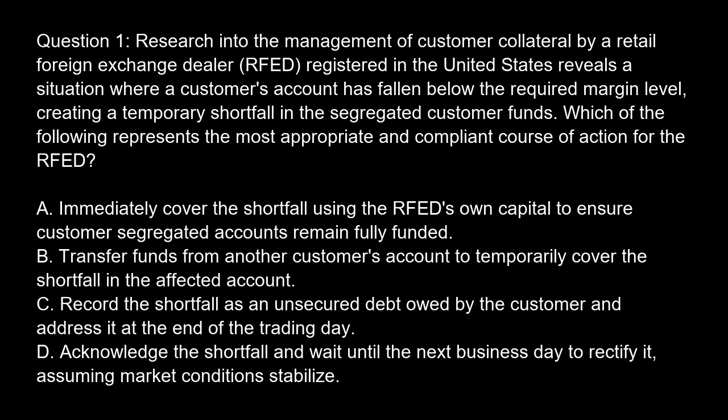Option A. Immediately cover the shortfall using the RFED's own capital to ensure customer segregated accounts remain fully funded. Option B. Transfer funds from another customer's account to temporarily cover the shortfall in the affected account. Option C. Record the shortfall as an unsecured debt owed by the customer and address it at the end of the trading day. Option D. Acknowledge the shortfall and wait until the next business day to rectify it, assuming market conditions stabilize.